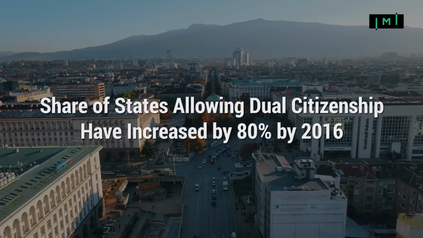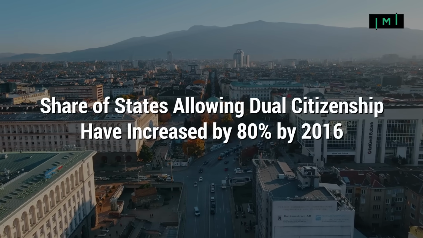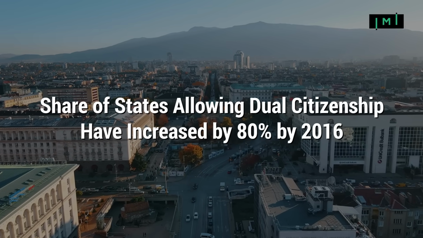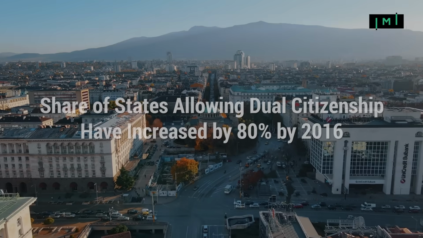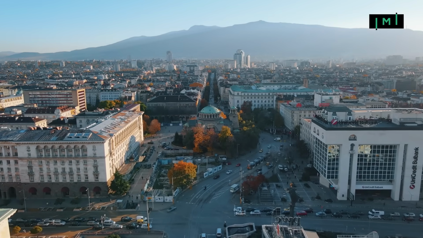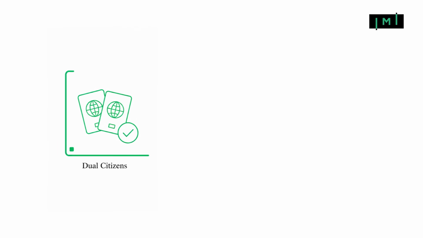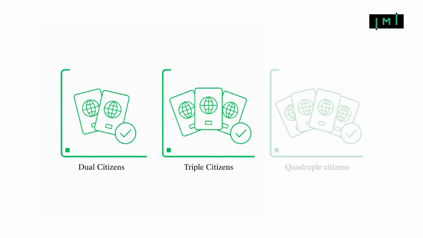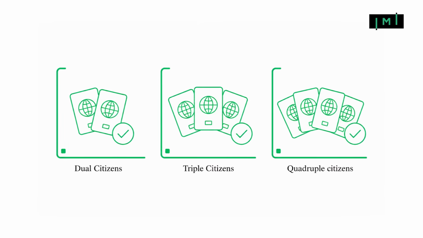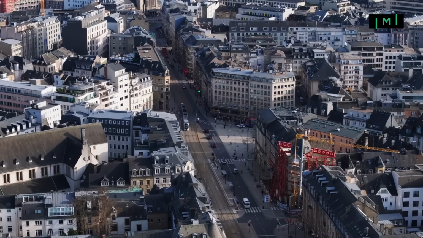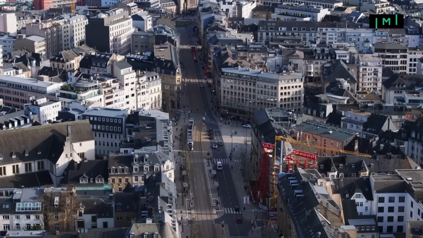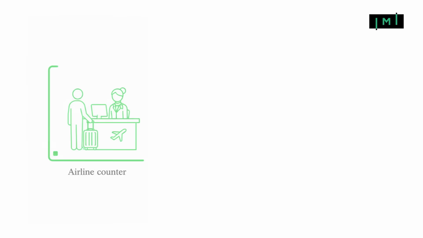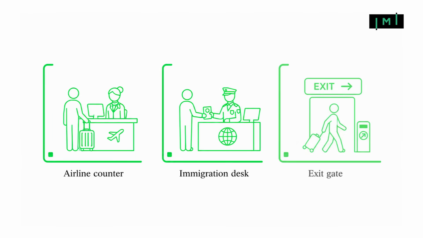Yossi Harpaz has documented that the share of states allowing dual citizenship climbed from about a quarter in 1990 to more than 80% by 2016. And most countries now permit some of it, which means that the share of dual, triple and quadruple citizens has increased dramatically. So, while the passport itself is just an object, what matters is the trail of records it leaves at every airline counter, immigration desk and exit gate.